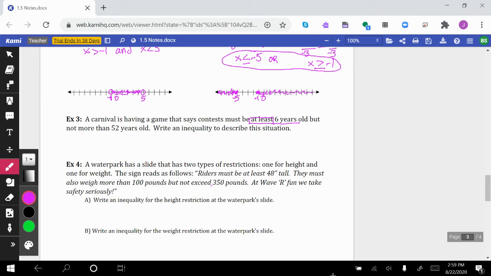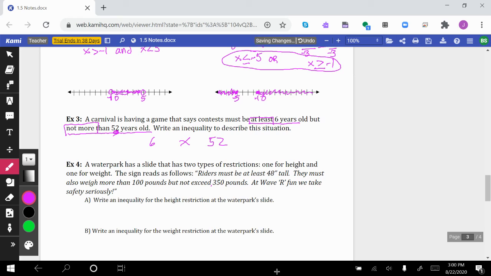So again, I annotate at least 6 years old, but not more than 52 years old. So again, that not more tells me that we're going to include 52 in our solution, okay? So what we end up with, let's plot our x. So we end up with 6 and 52.